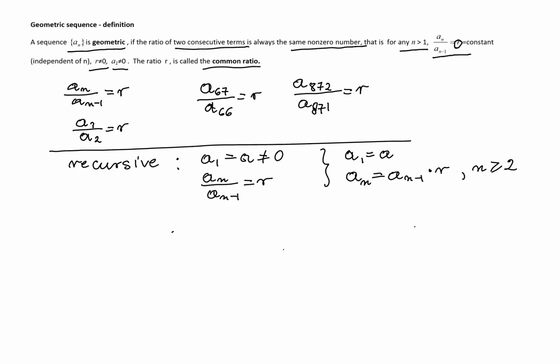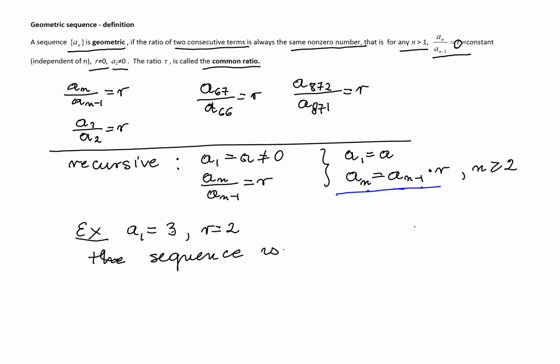So this equation tells us that to obtain the term A sub n of a geometric sequence, we take the previous term, the term with the index n minus 1, and multiply it by R. So for example, if we define A sub 1 to be, let's say, 3 and R to be 2, then we can form that geometric sequence in the following way.